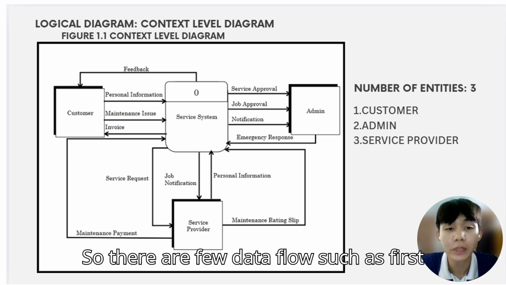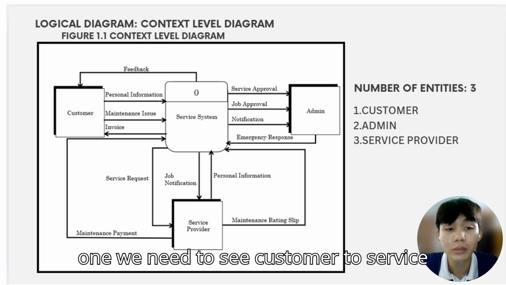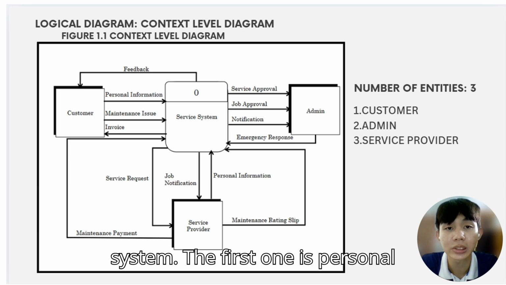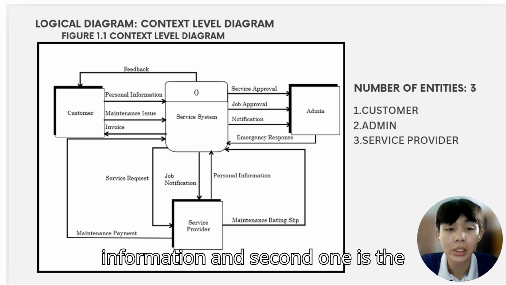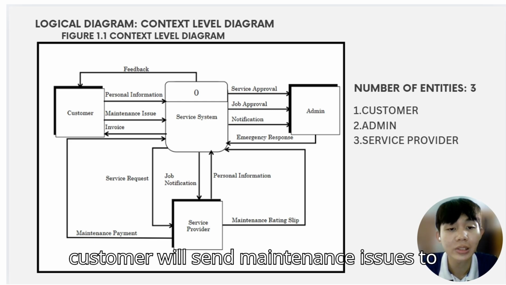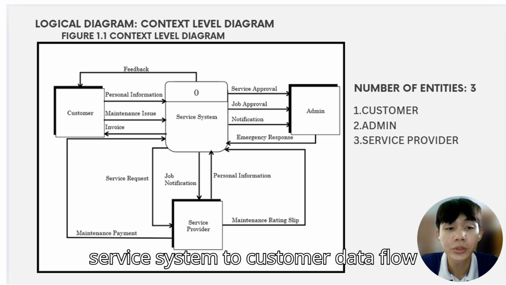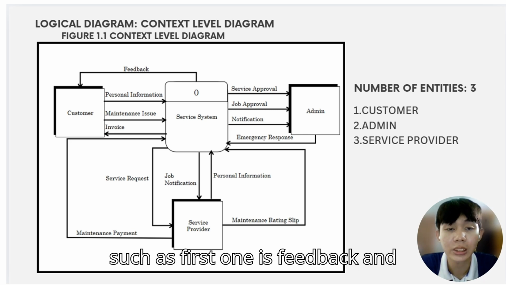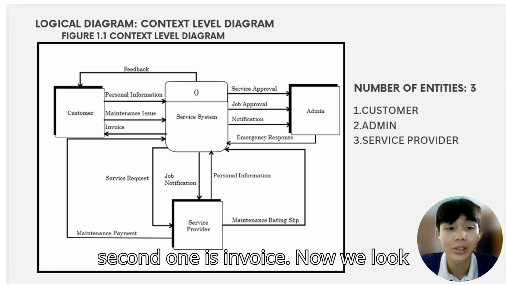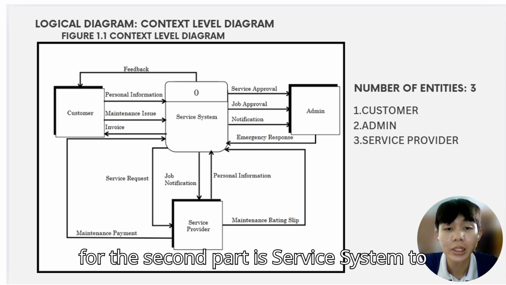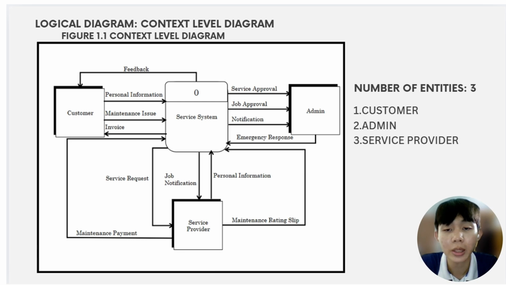First we're going to look at customer to service system. There are a few data flows. The first one is personal information, and the second one is the customer will send maintenance issues to the service system. Now we look at the service system to customer data flow: first one is feedback and second one is invoice.